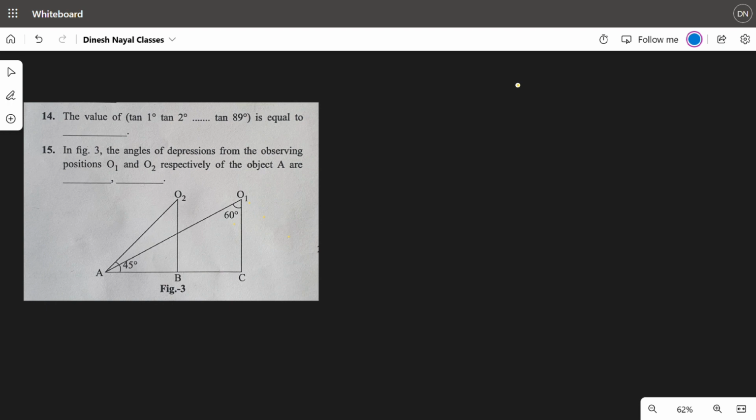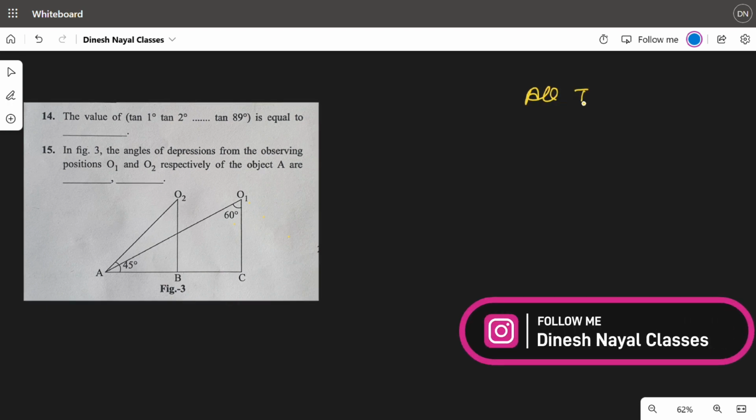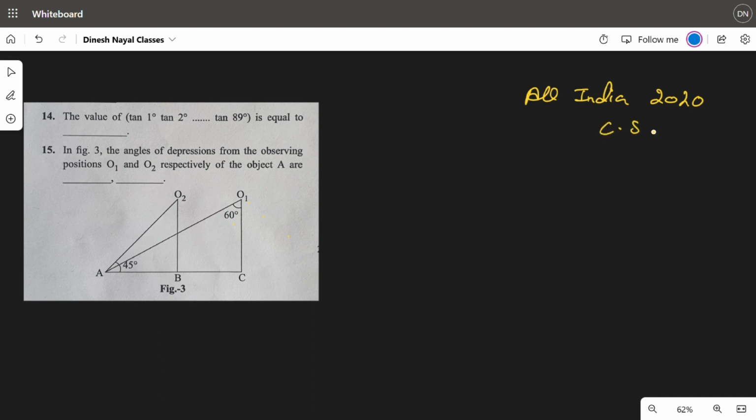So now we have two questions, 14 and 15. They are from All India 2020, consecutive questions. It's obvious that they are from the CBSE board, and both are from section A, 1 marker. So we are going to solve both.